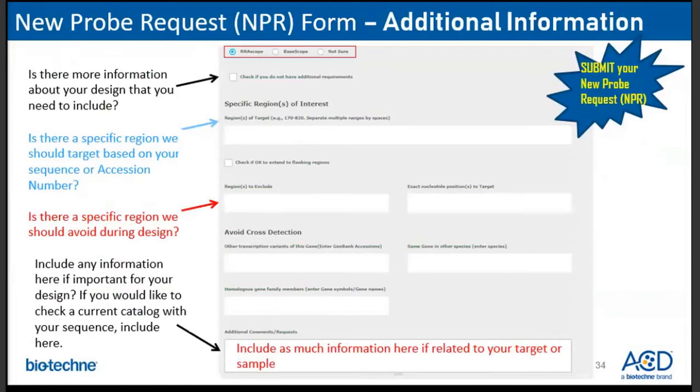If you would like to check the current catalog with your sequence, you can also include that information here for us as well. So the second half of the NPR is additional information: any non-standard requests that you may have, any questions, or any regions that you would like us to include or exclude from the design. That's also really important.